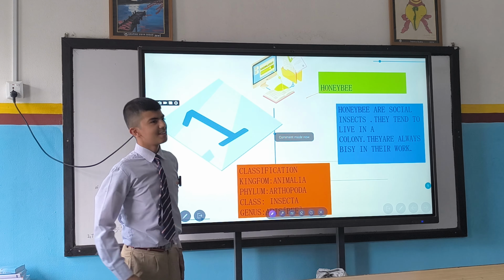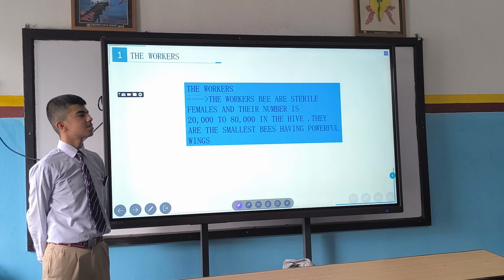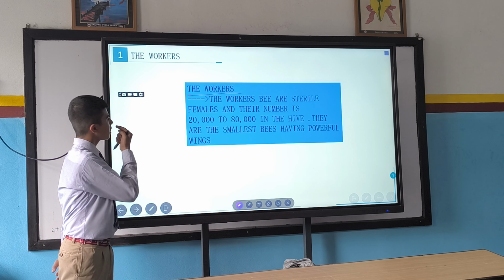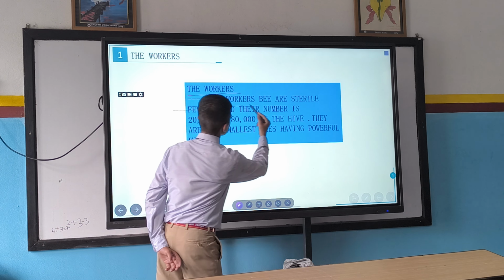The worker bees are the smallest bees in a single hive. They are sterile females, and their number is 20,000 to 80,000 in a hive. They are the smallest bees having powerful wings. As I already said before, worker bees are the busiest bees in the hive, because they have to collect nectar from the flowers.